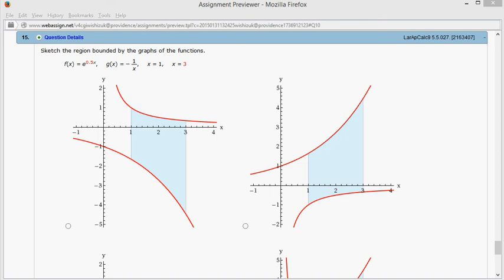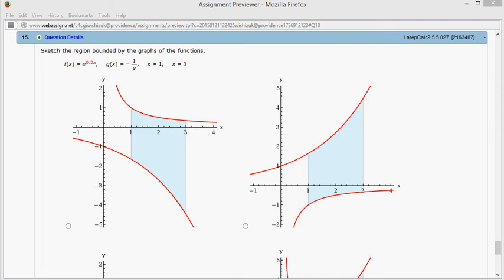Alright, let's look at homework 5.4, 5.5, problem number 15. First, sketch the region bounded by the graph of these functions. Here you have an exponential function, and we have a rational function.